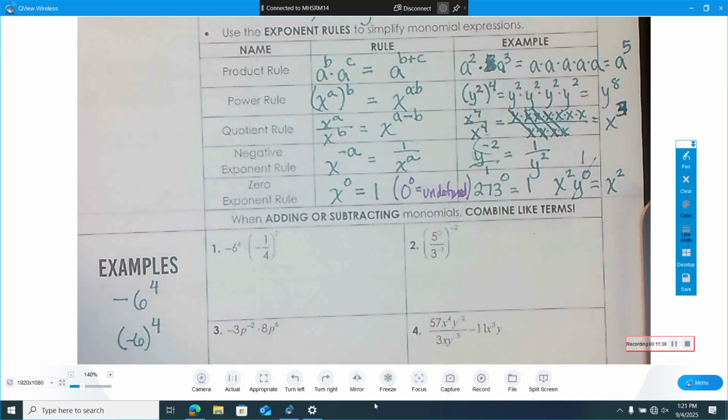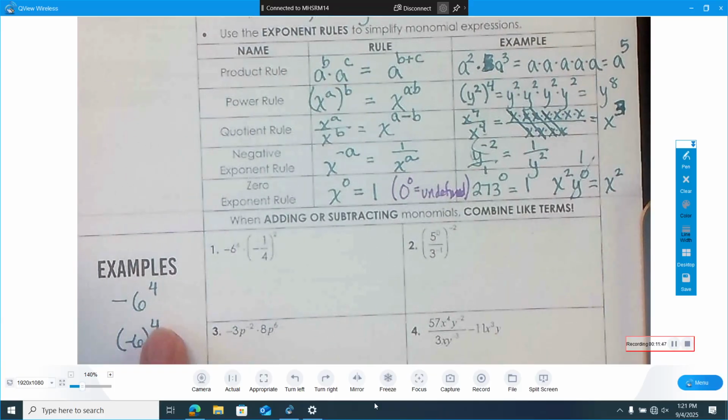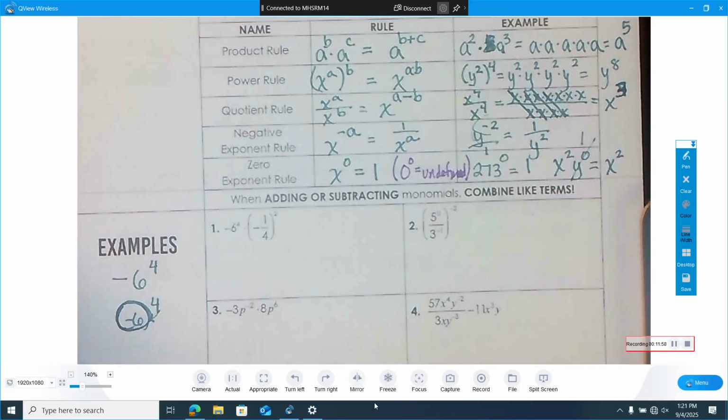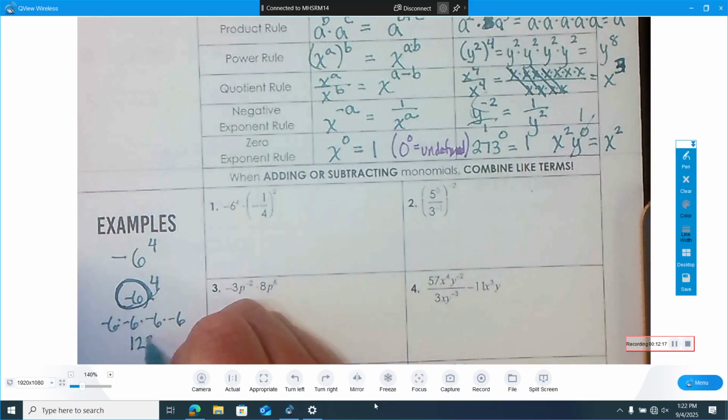These parentheses tell us everything. This 4 is affecting everything in the parentheses. The parentheses are right underneath the 4, so that 4 is affecting everything in the parentheses. And if that 4 is affecting everything in the parentheses, it's saying repeat negative 6 4 times. So negative 6 times negative 6 times negative 6 times negative 6. So the answer will be a positive or a negative? A positive, okay? So what is it, 1296?